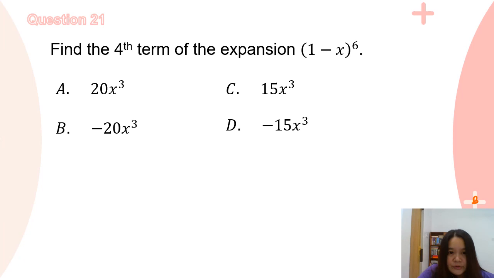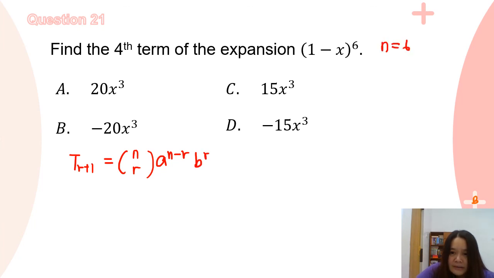Okay, so we proceed to question 21. So find the fourth term of the expansion. So you may use the formula of the general term T(r+1), which is nCr a to the power of n minus r, b to the power of r. So for this case, your n is 6, the a is 1, the b is minus x. So you just substitute inside. So you have 6Cr, a is 1 to the power of 6 minus r, the b is negative x to the power of r.